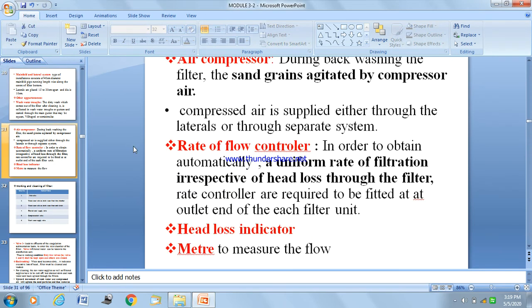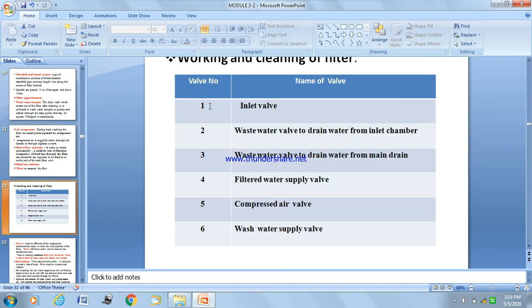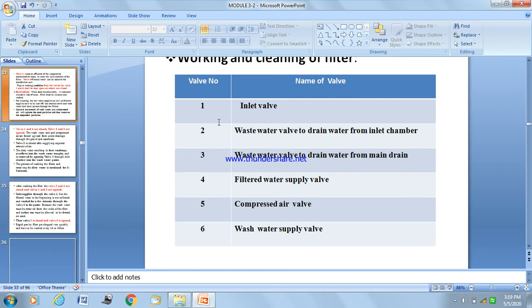Next one is the air compressor. During the backwashing you are sending air with pressure, so compressed air is supplied through the laterals to the underdrainage system, and you send the air and the water at the same time. The rate of flow controller gives a uniform rate of filtration irrespective of head loss to the filter. The head loss indicator is there to check the head loss. A meter is there, and all the valves are named here as I said before.